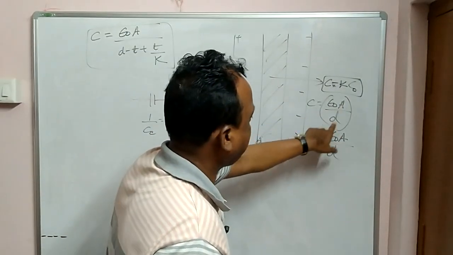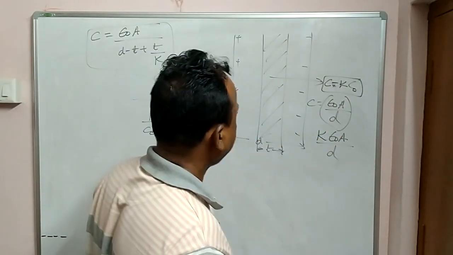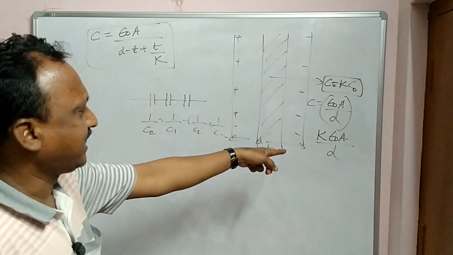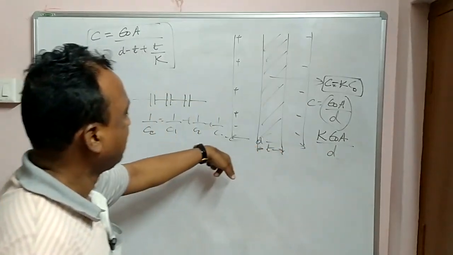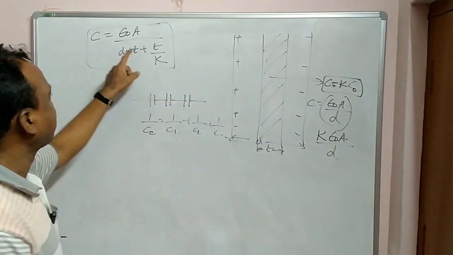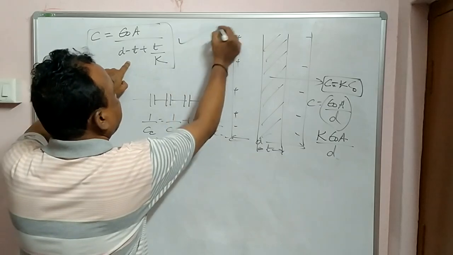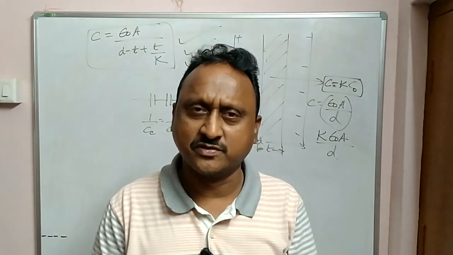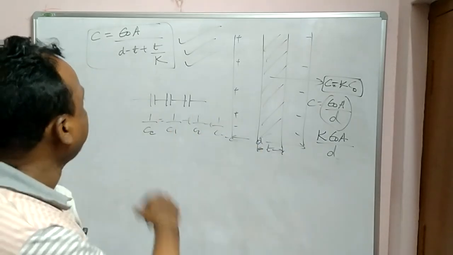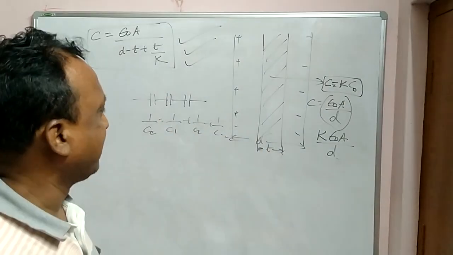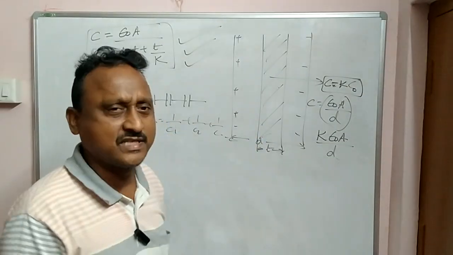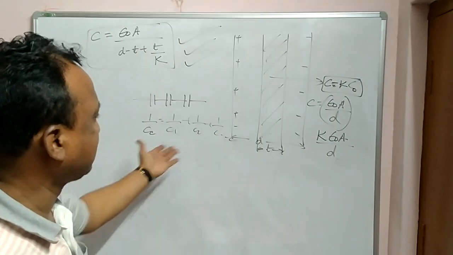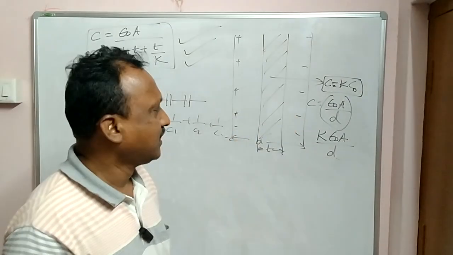C is equal to epsilon naught A by D. It becomes K times, so 1 by C gives D by K epsilon naught A. Like that, for the remaining, you can take the values and substitute. Finally this is the derivation we are getting. When a dielectric slab of thickness T is introduced, C is epsilon naught A by D minus T plus T by K. You can use the series formula 1 by C1 plus 1 by C2 plus 1 by C3. You will get the value.